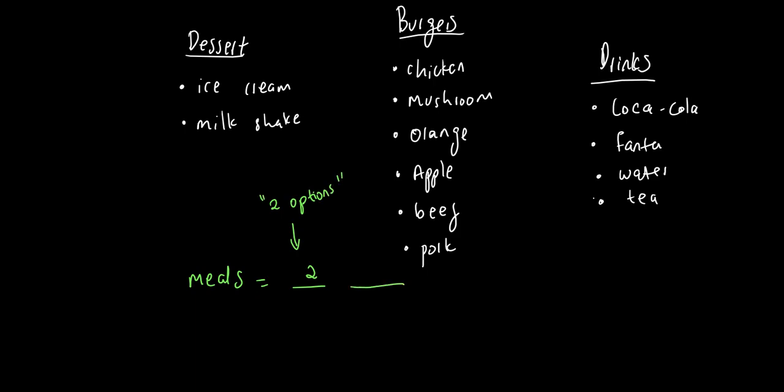Then from the burgers, you can choose either this or that or that or that or that or that. How many are they? 2, 4, 6. So you can choose 6. And then from the drinks, you can choose from the 4. Then you multiply. If you multiply, you have 2 times 6, which is 12. 12 times 4 is 48. So you have 48 meals that you can have.